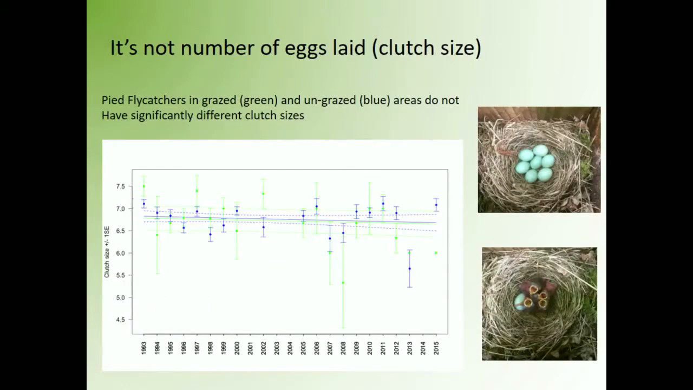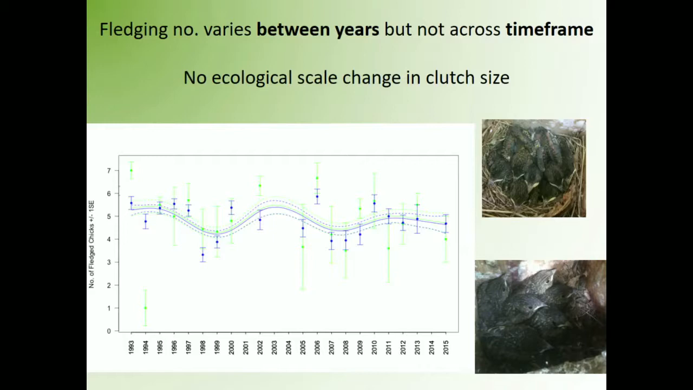And it's not the clutch size either, so the number of eggs that are laid. Again, there's no statistical difference in the clutch size over time compared with the ungrazed areas. And also there's no significant difference in the fledging, so the number of chicks that actually leave the nest, between the grazed and ungrazed areas on a long-term scale, but there is between years. So there's something going on that's happening between years.